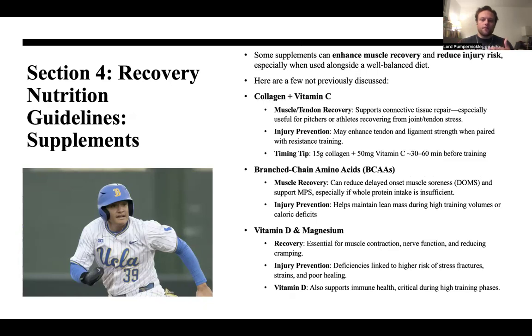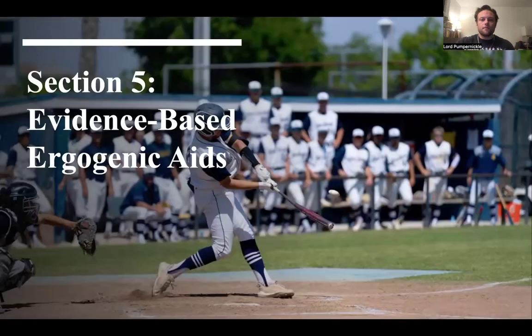BCAAs are good, can reduce DOMS and support muscle protein synthesis. It can also help maintain lean mass during high training volumes or caloric deficits. And vitamin D and magnesium, it's good for muscle contraction, nerve function, and reducing cramping. Deficiencies in vitamin D and magnesium are linked to higher stress fractures, strains, and poor healing. And vitamin D also supports immune health and is critical during high training phases.